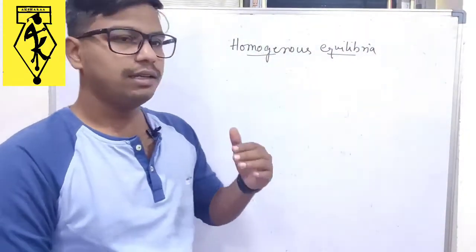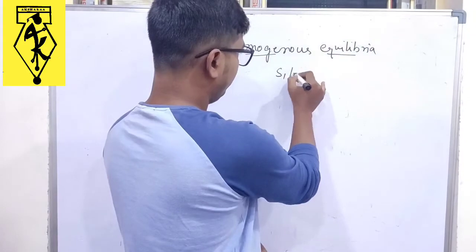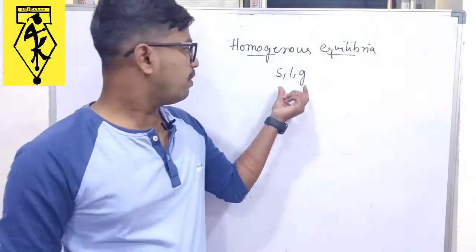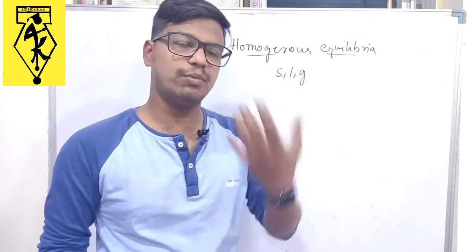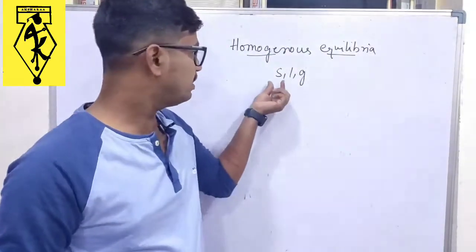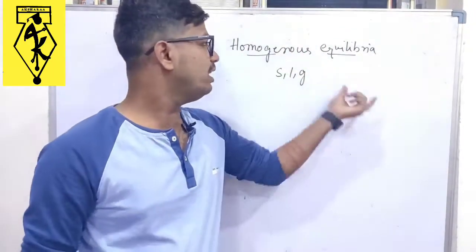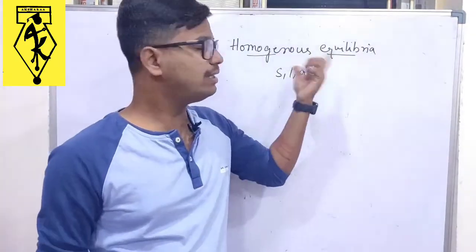It is nothing but the same phase. That means, for example, we have solid, liquid and gaseous phases of reactions. If all the species, the reactants and the products, are in the same phase, whether solid, liquid or gas, then we say that it is homogeneous, and the equilibrium established by that particular reaction is called homogeneous equilibrium.